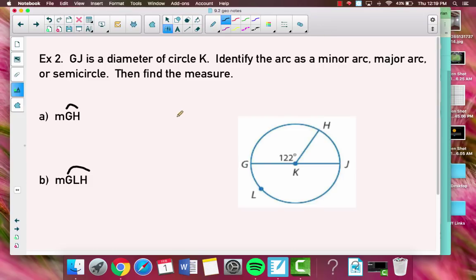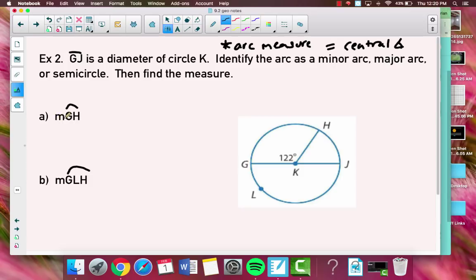So let's look at this example 2. It says segment GJ is a diameter of the circle K, and it says identify the arcs as minor, major, or a semicircle, and then you need to find the measure. One thing that's really important about arcs is that their measurement is the same as the central angle. So that's something you might want to write down if you don't have it down already. So the arc measure equals the central angle.